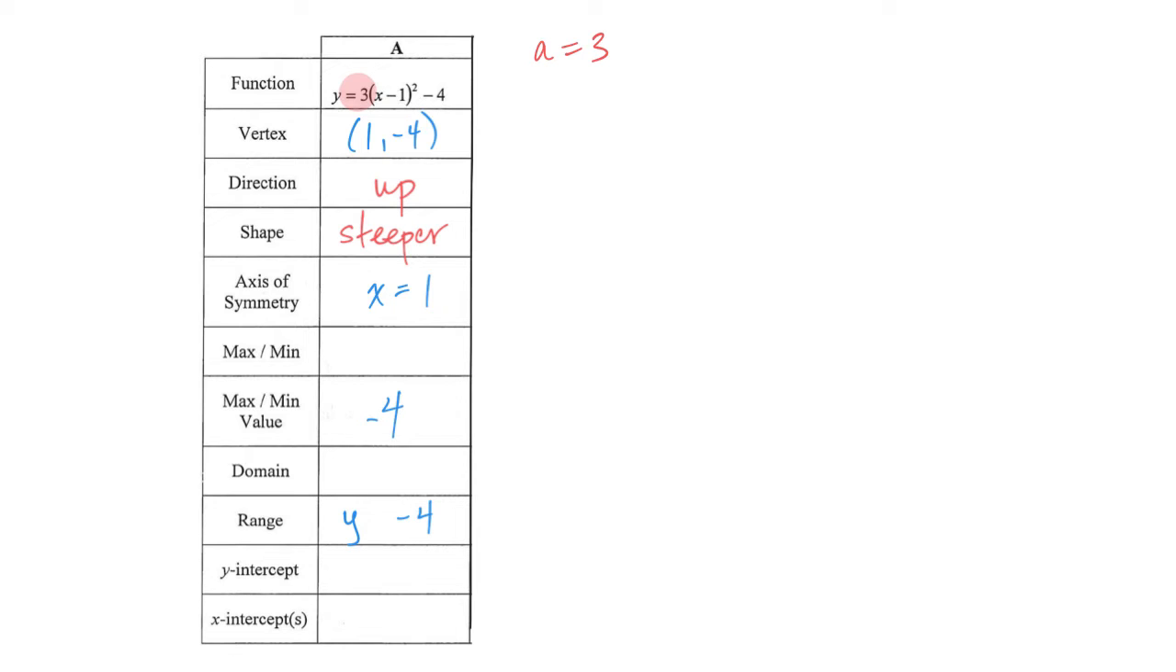Okay, we keep going down. I have a max or min, and yes, that 3 does tell me that since my parabola opens up, there is no top to it, but there is a bottom. And so therefore, we have a minimum. And I keep scrolling my way down. It doesn't give me any information about domain, and it doesn't tell me anything about y-intercept or x-intercepts.